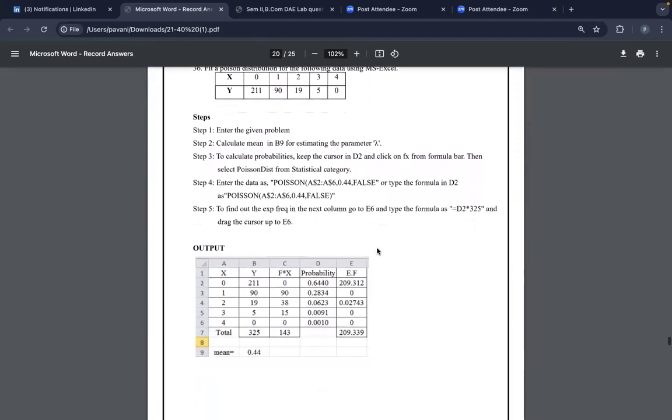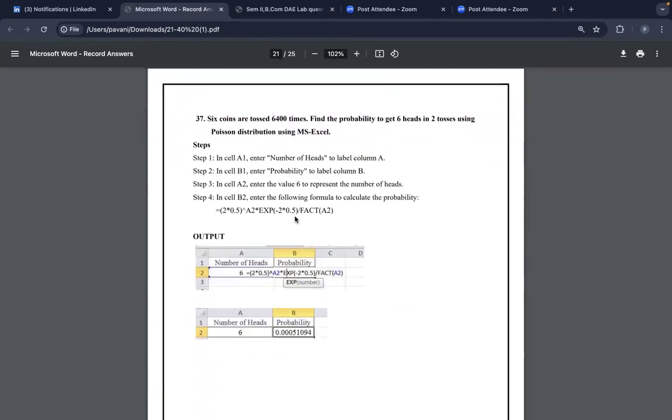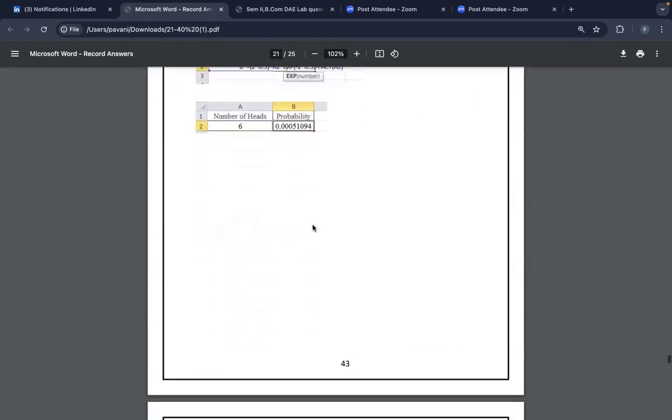So the same thing here also: probability, expected frequencies, x and y values and frequency into x. But here you have to use Poisson distribution. You have to enter the Poisson distribution formula. Here also the same thing as before. Before we used to do binomial, now you have to do Poisson distribution. Enter the Poisson distribution, just press enter.